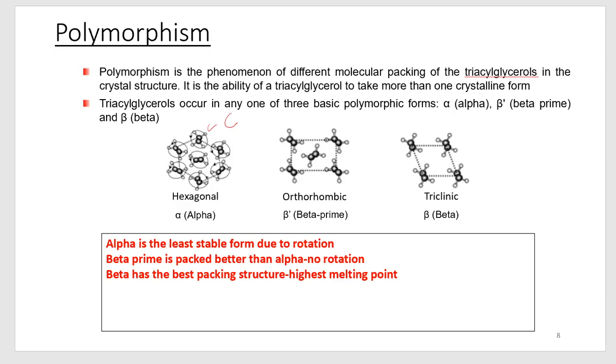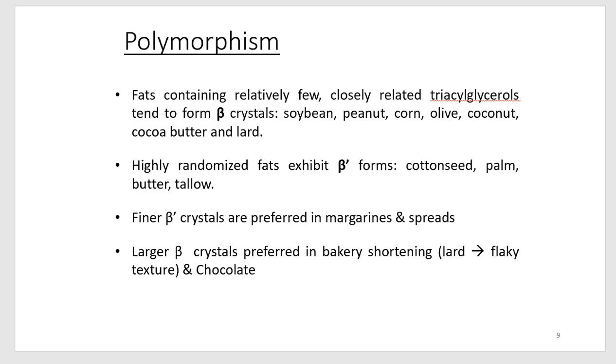Okay, let's see some examples of these polymorphic forms in foods. Fats containing relatively few closely related TAG molecules tend to form beta crystals, such as in soybean, peanut, corn, olive, coconut, cocoa butter, and lard. Highly randomized fats exhibit beta prime forms. Finer beta prime crystals are preferred in margarines and spreads, and larger beta crystals are preferred in bakery shortening and in chocolate making. So the polymorphic form can be changed for a particular food application.